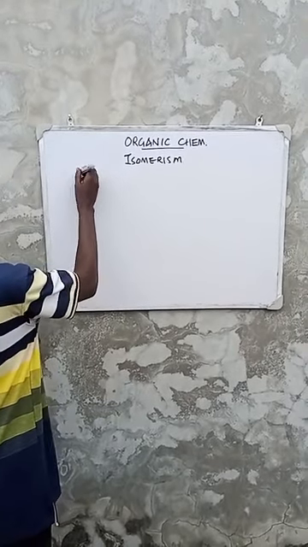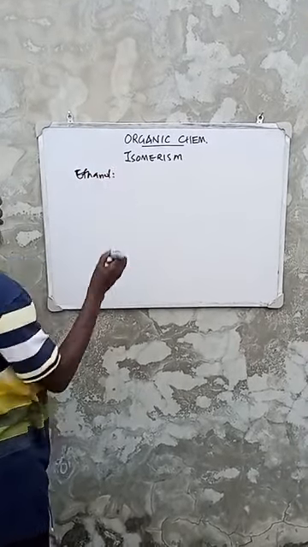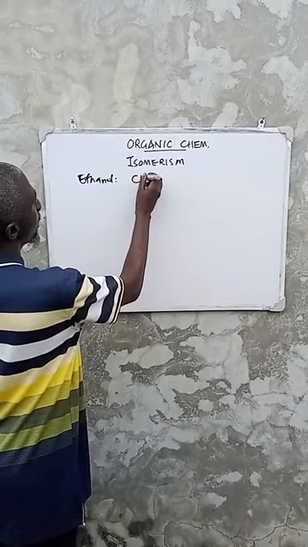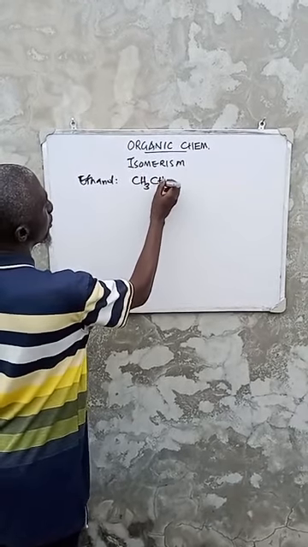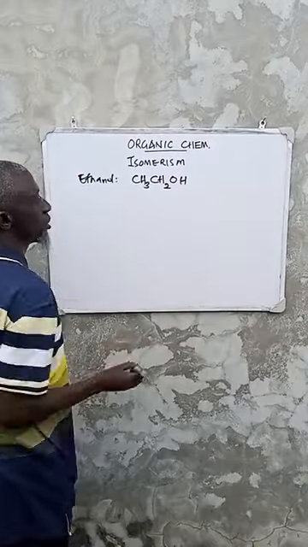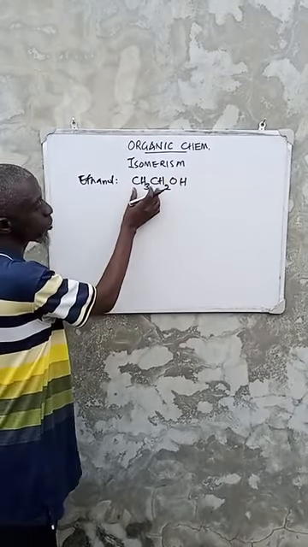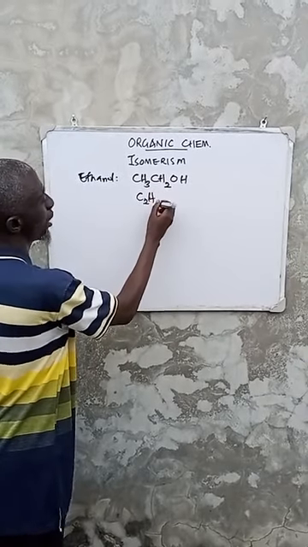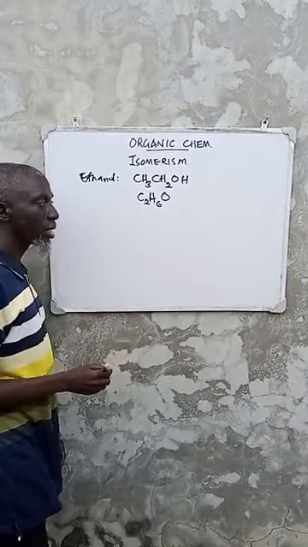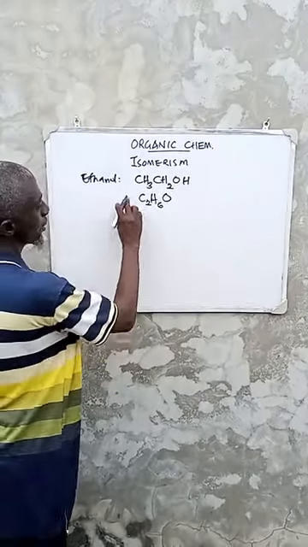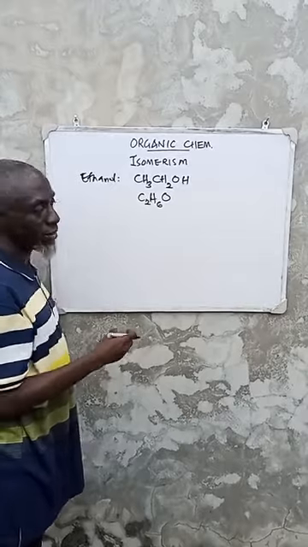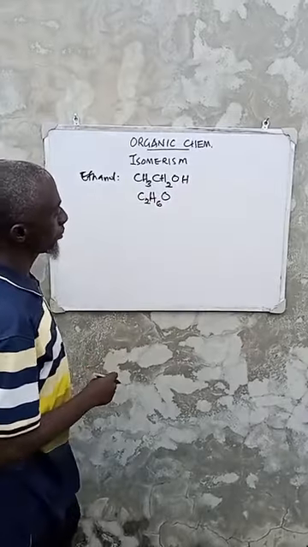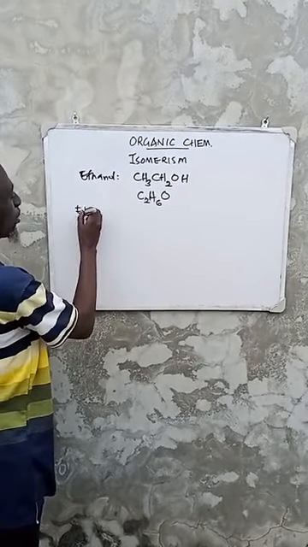Let's look at ethanol, for example. We have the formula for ethanol as CH3CH2OH. When you look at this, we have two carbon atoms, so C2. When we look at the number of hydrogen, we have 6. And when we look at the number of oxygen, there is only 1. So writing the formula like this is referred to as the molecular formula, while the first one is referred to as a structural formula.